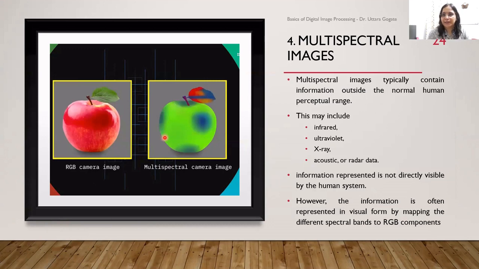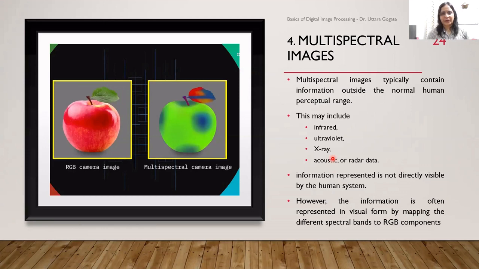And multispectral images: there are many applications where our normal color images are of no use, especially in infrared, ultraviolet, X-ray, or acoustic or radar data. Whatever images we capture using these techniques are not visible through our normal imaging system. You cannot capture X-rays using our normal camera. You require a different imaging system for that.